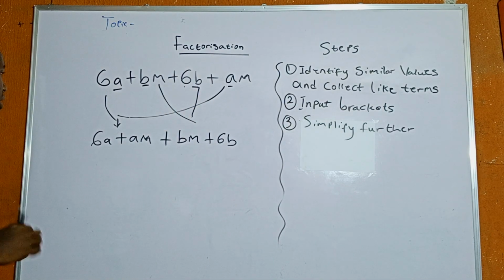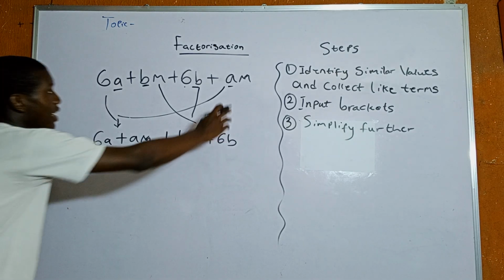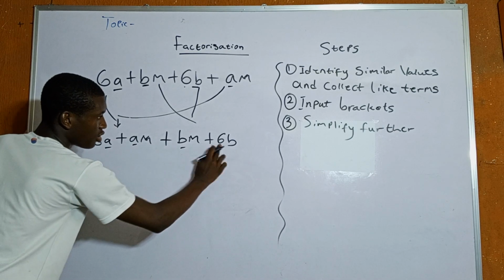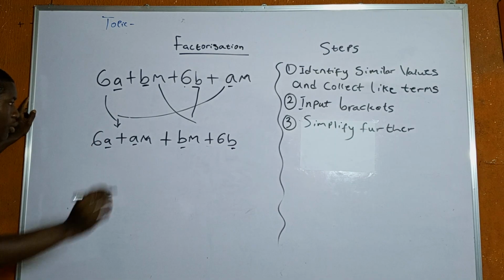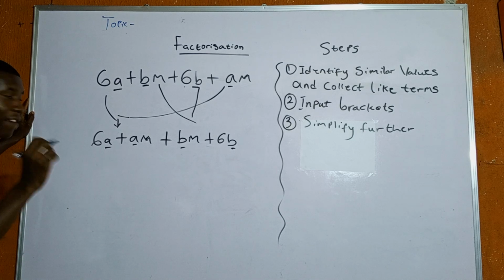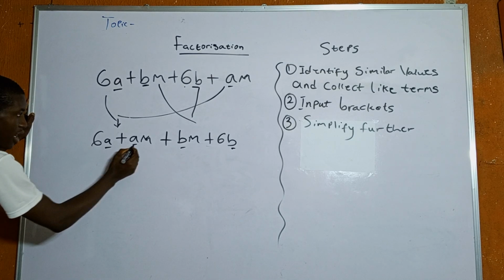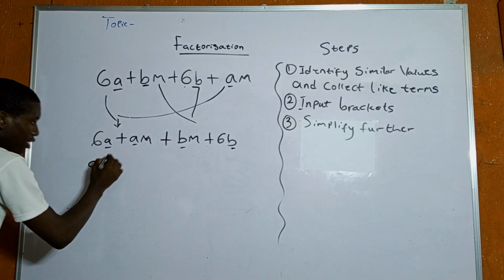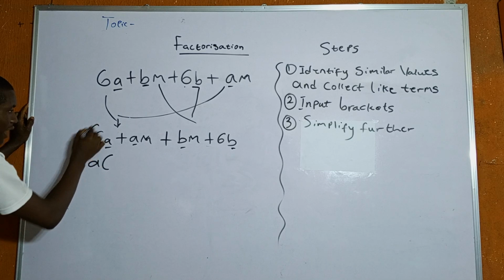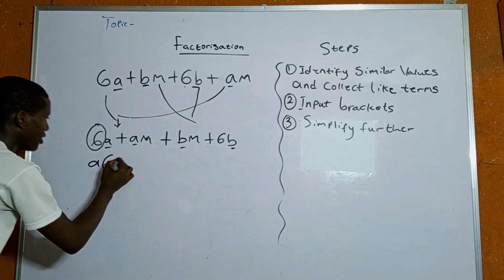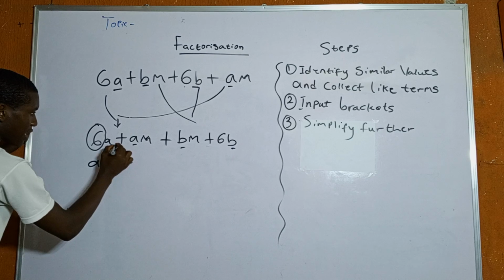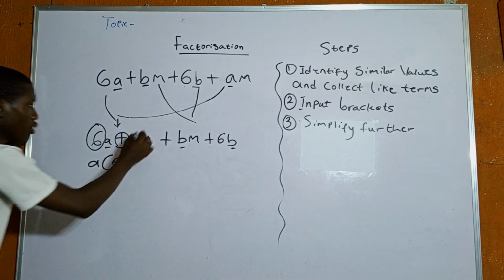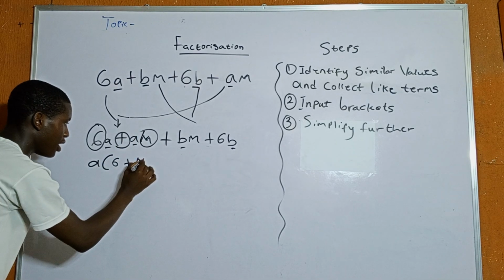Now to input brackets, you go back to those values you identified, which are this A and these B's. Then you bring out one of the similar values. Like this A and A, we'll bring out just one and we'll write it here, A. And put open brackets, the values that were not similar, 6 plus, that is the sign here, the other value that was not similar also, which is M. Then we have M here.